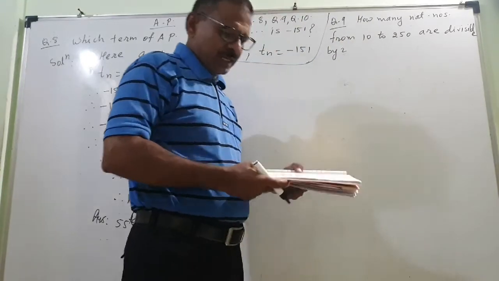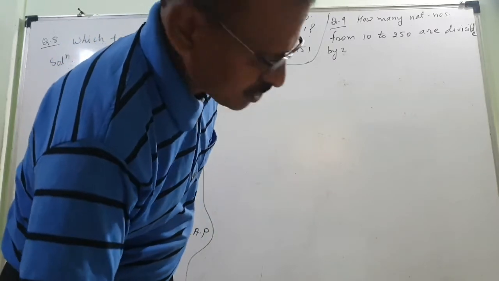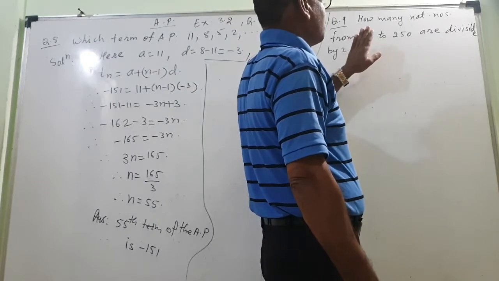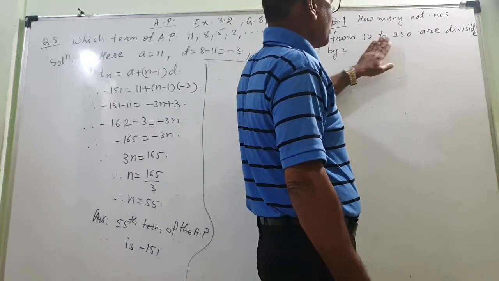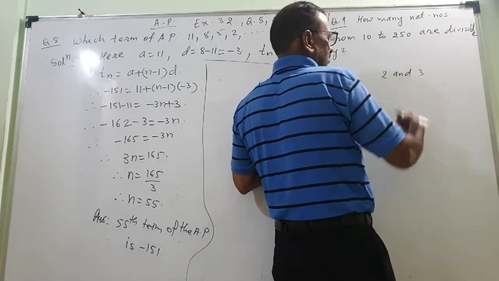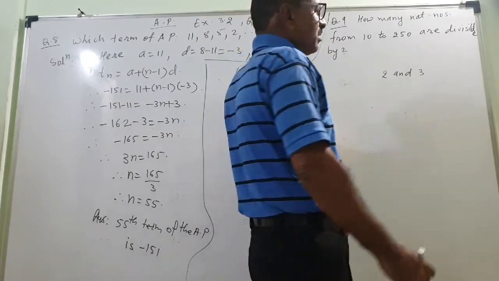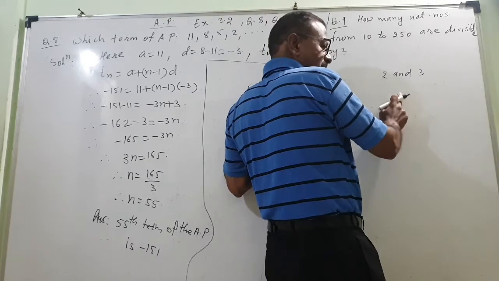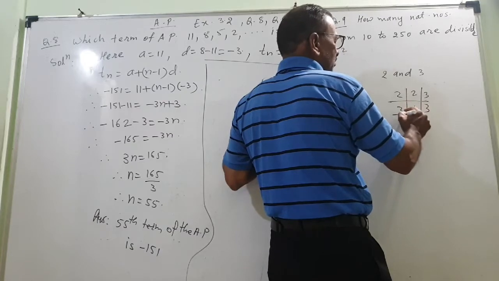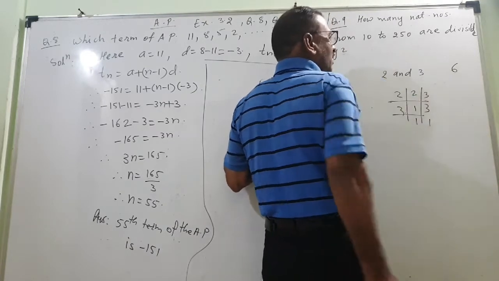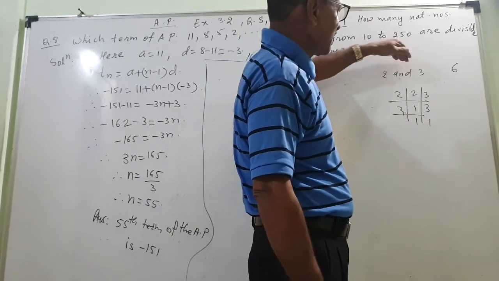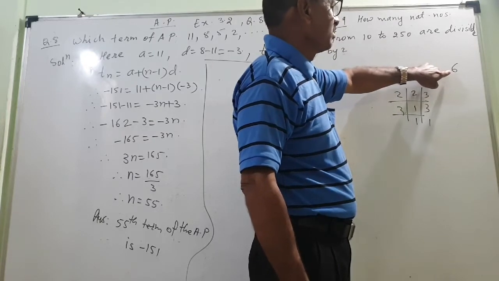While teaching the theory lecture, I have taught you another thing also. This same question may be like this: how many natural numbers from 10 to 250 are divisible by 2 and 3? If such a question comes, by both of them it should be divisible, then we will take the LCM of these 2 and 3. The LCM is 6. So, if I want to find the numbers divisible by 2 and 3, I have to find the numbers divisible by 6.